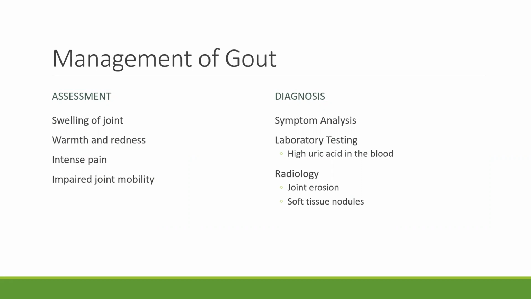The diagnosis is based off of analyzing the symptoms, and then we can do laboratory testing and indicate that the individual has high uric acid levels in the blood. From a radiology standpoint, we can see joint erosion as well as soft tissue nodules that form.